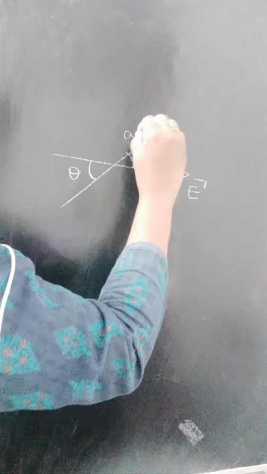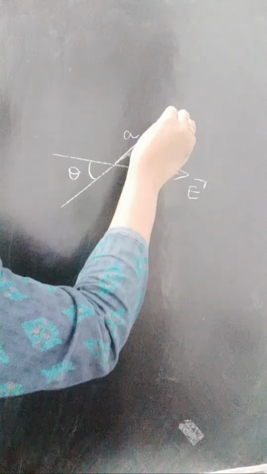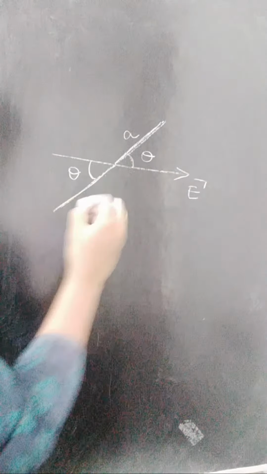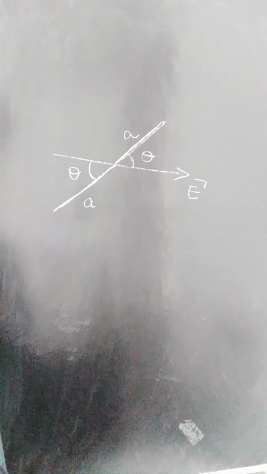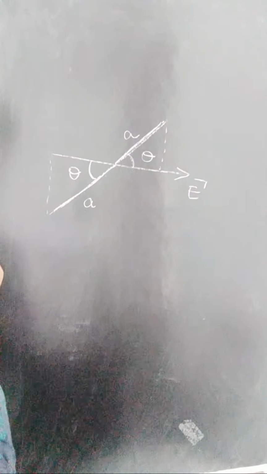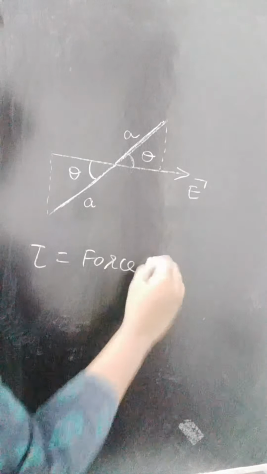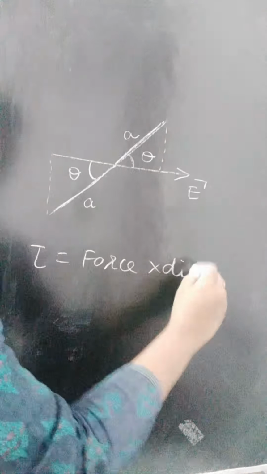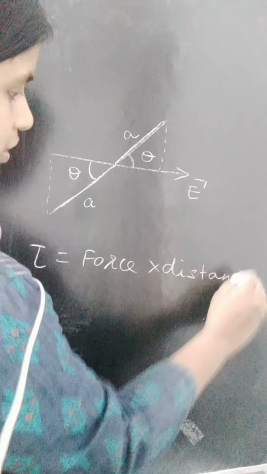What is half of the length? This length is how much? A. This length is also A. Yes. And I don't know this distance, and I don't know this distance either. Yes or no? What is the torque value? Torque is nothing but force into distance. The force value I know. What is it? Q into E. But I don't know the distance.